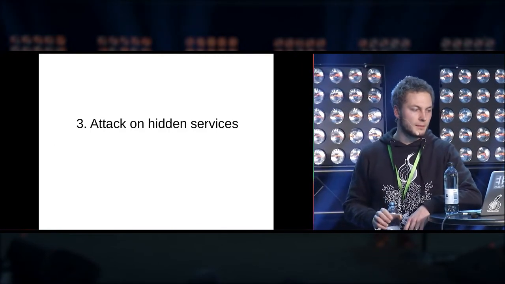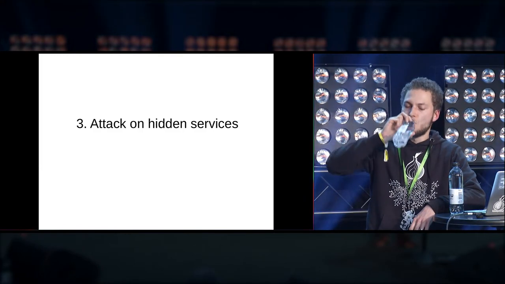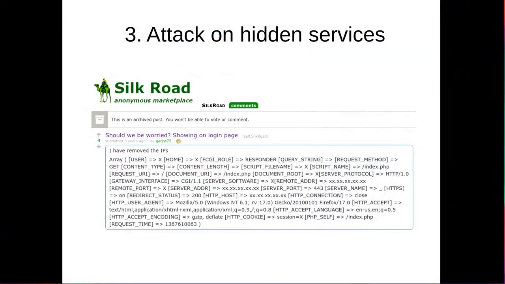So next, let's attack some hidden services. A very typical case is that people set up some web framework on an Onion service. And because it is a web framework, everything can go wrong. For instance, web frameworks usually give some error messages. And the first Silk Road actually gave an error message which contained the real public IP address of the Silk Road server.